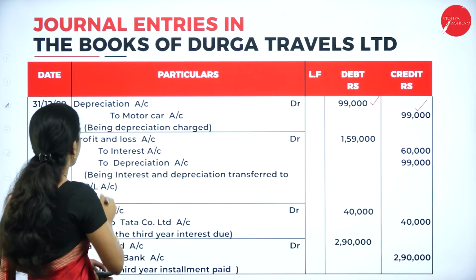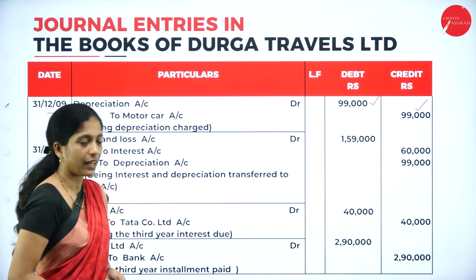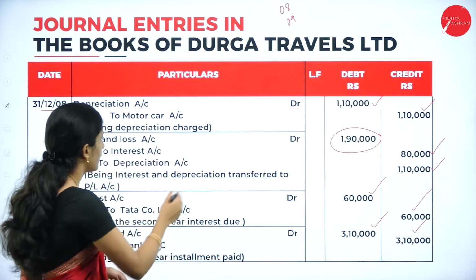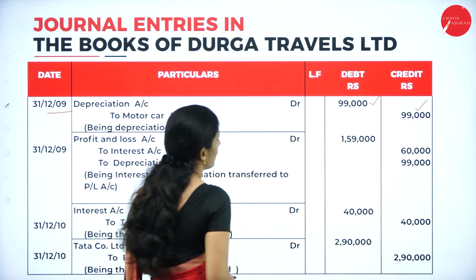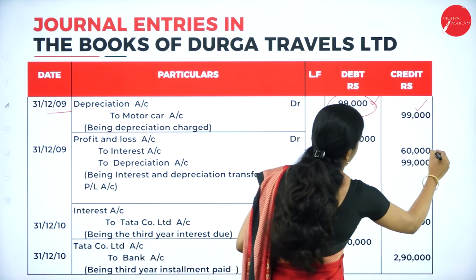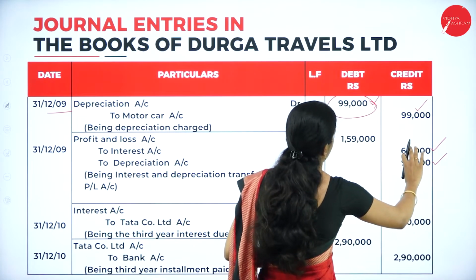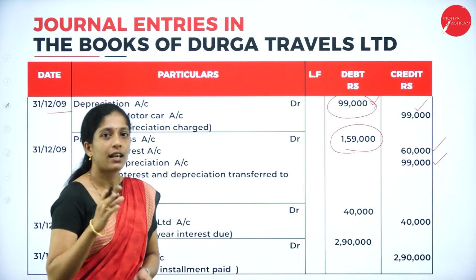So the entry will be profit and loss account debit to interest account, to depreciation account. So what was the interest? That is 60,000 in the second year. Interest is 60,000 and the depreciation was 99,000. So write 60,000 and 99,000, add these two and write 1,59,000. Clear about the second year?